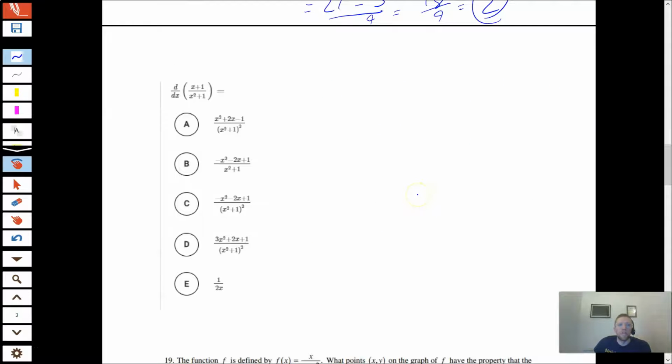Okay, this one is just a plain old quotient rule. The reason I put this one on here is because of the notation. This is not the notation that I usually use, so I want you guys to see it so you're familiar with it. So this just means take the derivative of that.